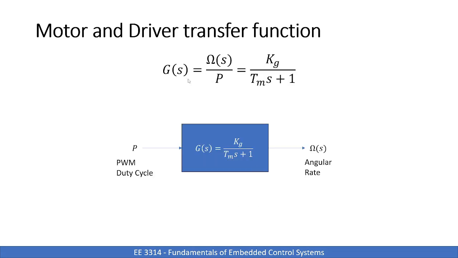Okay, so we're calling this G sub S, which is going to be RPMs per PWM input, which is going to be kg over TMS plus 1. So that'll be our motor and driver combined transfer function. So the input would be a PWM duty cycle between 0 and 1, and the output would be the angular rate of the motor.